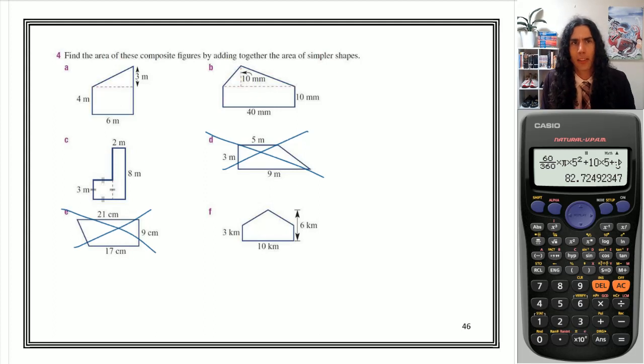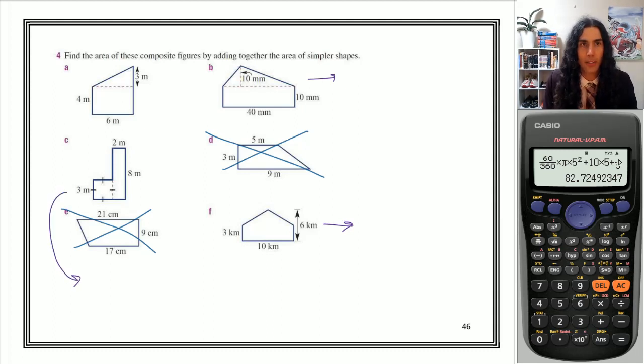What's with the person writing this book, making trapeziums? So I'm going to do question B. I'll put the answer there. F, I'll put the answer over here. C, I'll put the answer down there. And then A, I'll just squeeze in the middle here. So A is the only one which will be annoying.